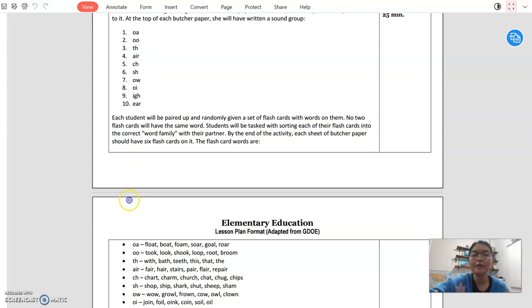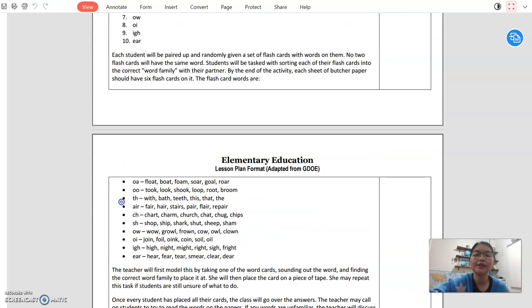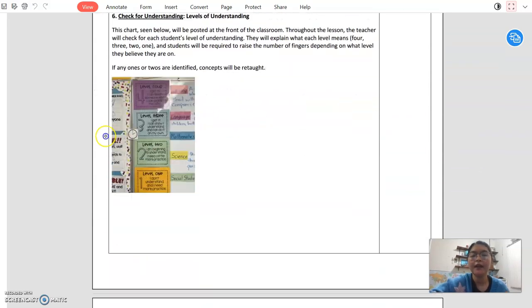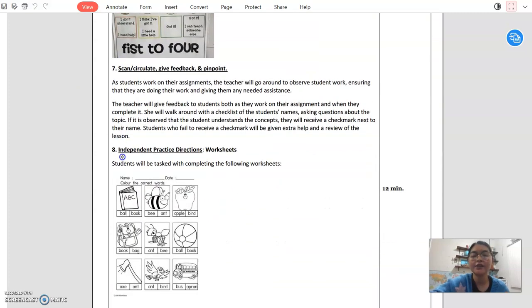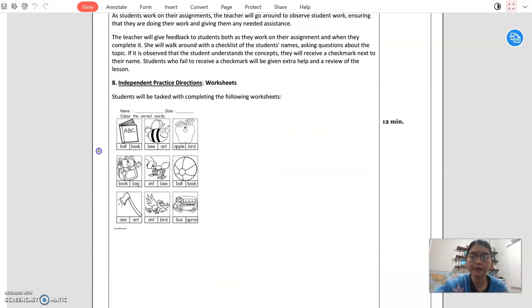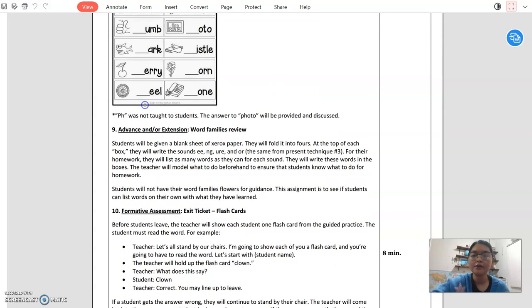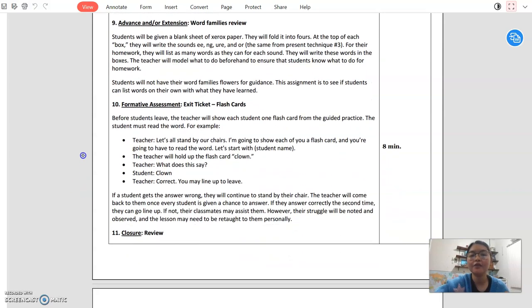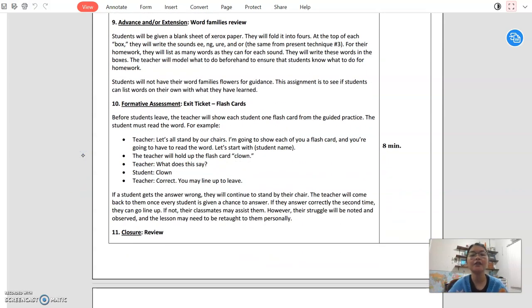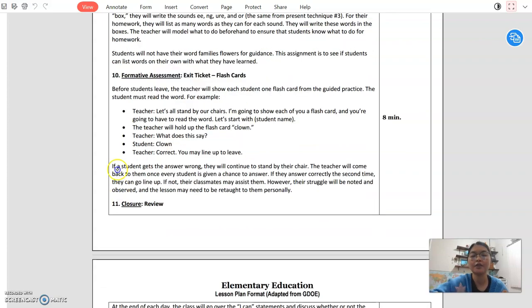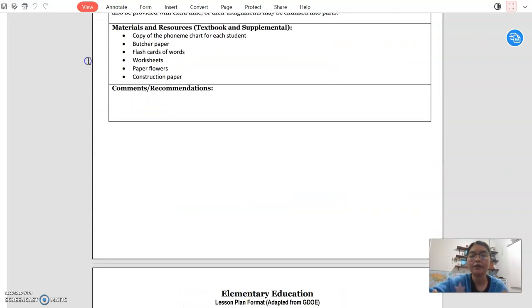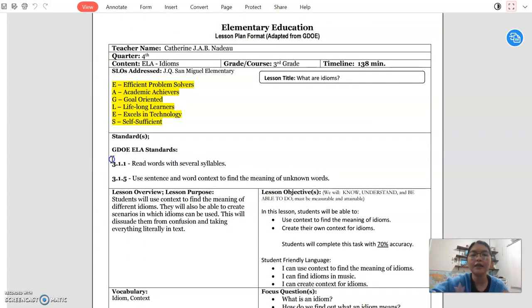Then we have sound families, which helps them work on their interpersonal skills as they do work with a partner. We have the check for understanding, the scanning circulate, which is the same throughout all 5 lessons. Have 2 worksheets here. Then we have word families reviews. For their exit ticket, they have a flashcard. The teacher will show them a flashcard with the word that has one of the sounds in it, and the students will have to use what they learned to read the word on the flashcard. Then we have the review, and the final lesson plan is what are idioms?